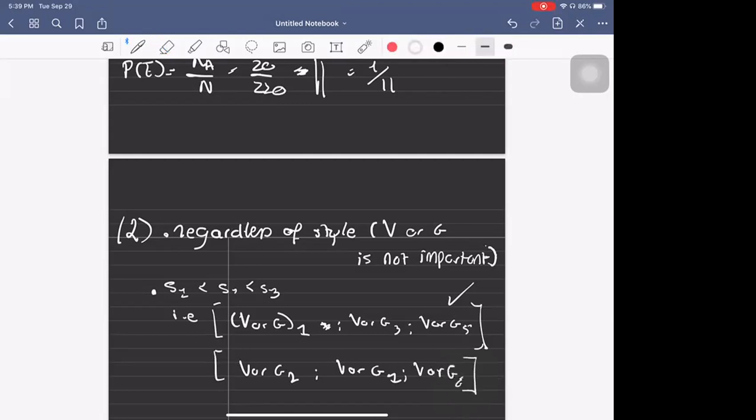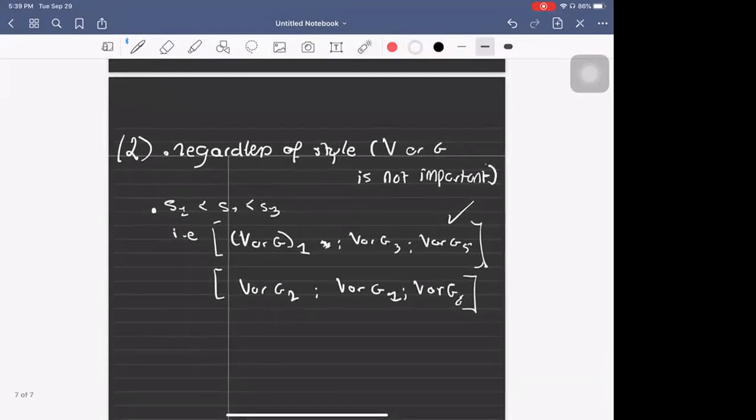So in this ranking right here, we don't care. It could be like G2, V1, or V6, or V2, G1, or G6. That would not satisfy the event that we're looking at, because the first subscript is actually bigger than the second one.